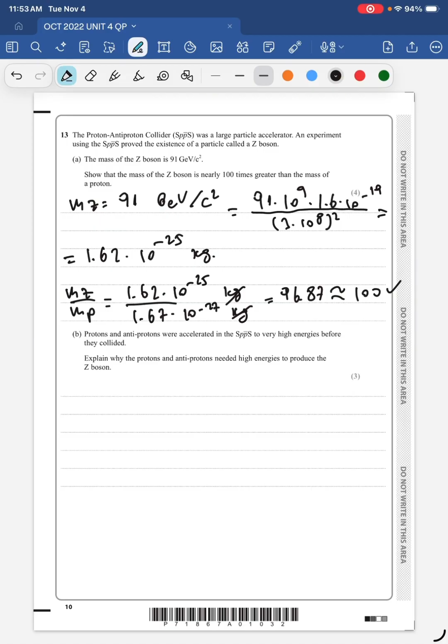B. Protons and antiprotons were accelerated in the SPS to very high energies before they collided. Explain why the protons and antiprotons needed high energies to produce the Z boson. Okay, so this is a writing problem.